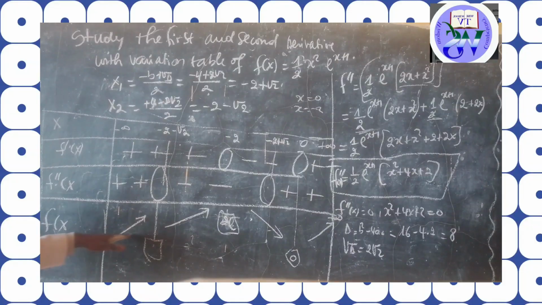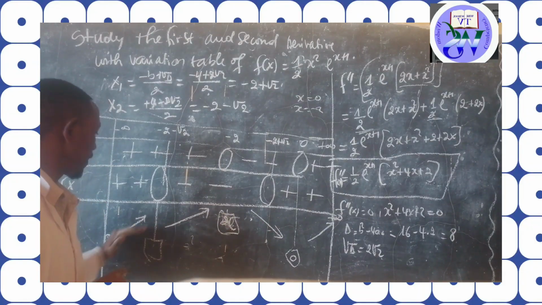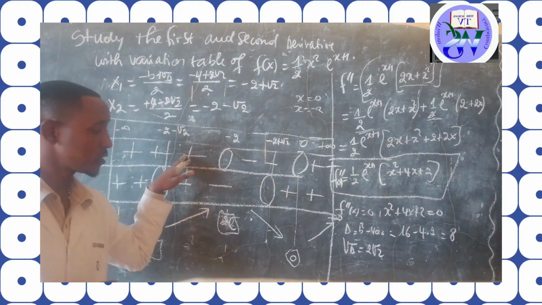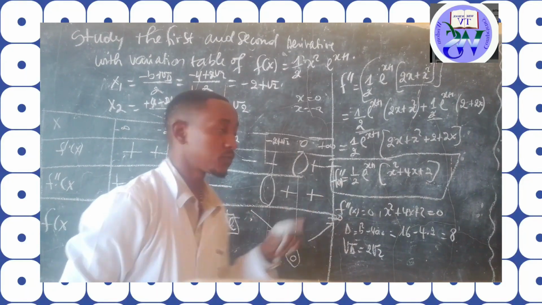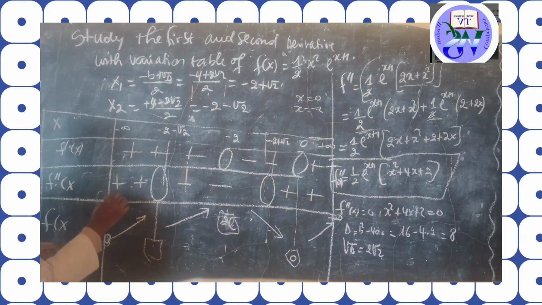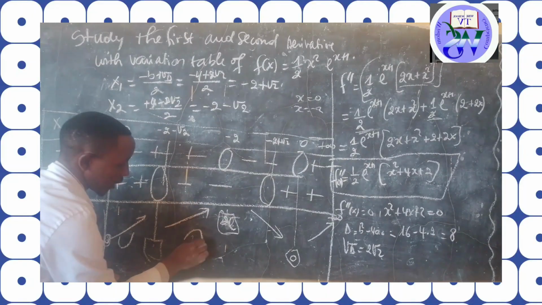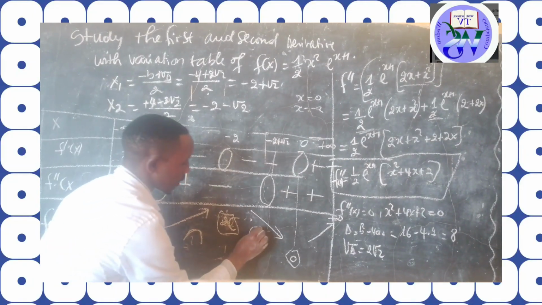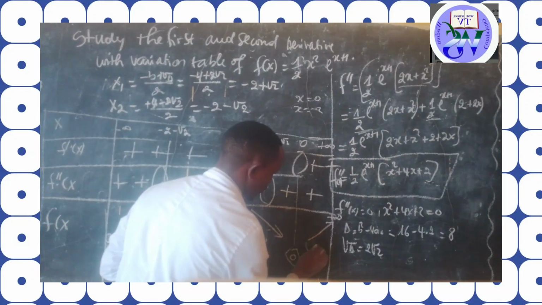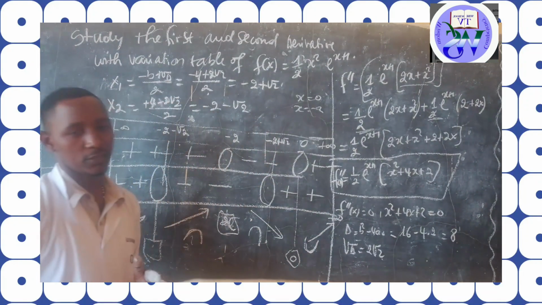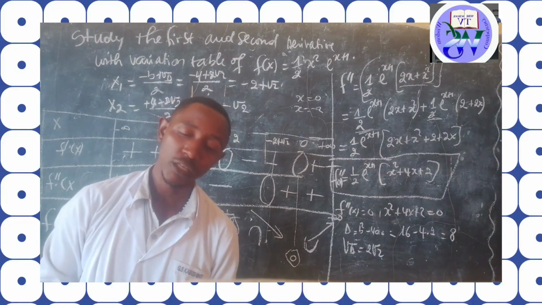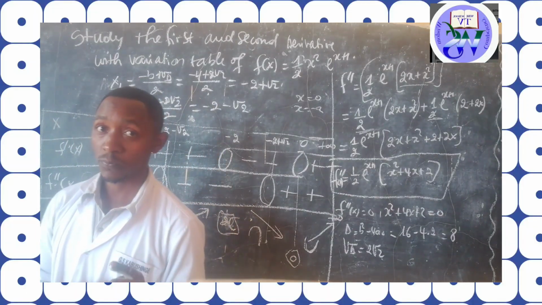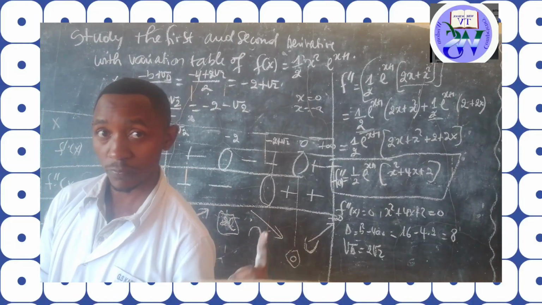So there is the first conclusion: increasing because it's positive, decreasing because it's negative, increasing because it's positive. For the second, we use concave up because it's positive, concave down, then concave up, because of the second derivative. So this is called the table of variation. So if you have a problem about that, ask in the comments. Thank you.